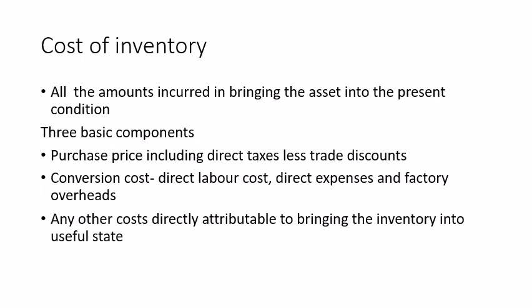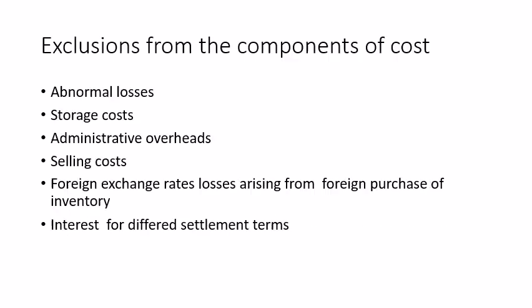So cost of an inventory, we are saying it is all the amounts incurred in bringing the asset into its present condition. There are three basic components. Number one, the purchase price, including direct taxes, less the trade discount. Number two, we have the conversion cost. The conversion costs include the following: direct labor costs, direct expenses, and factory overheads. And number three, any other costs directly attributable to bringing the inventory into a useful state.